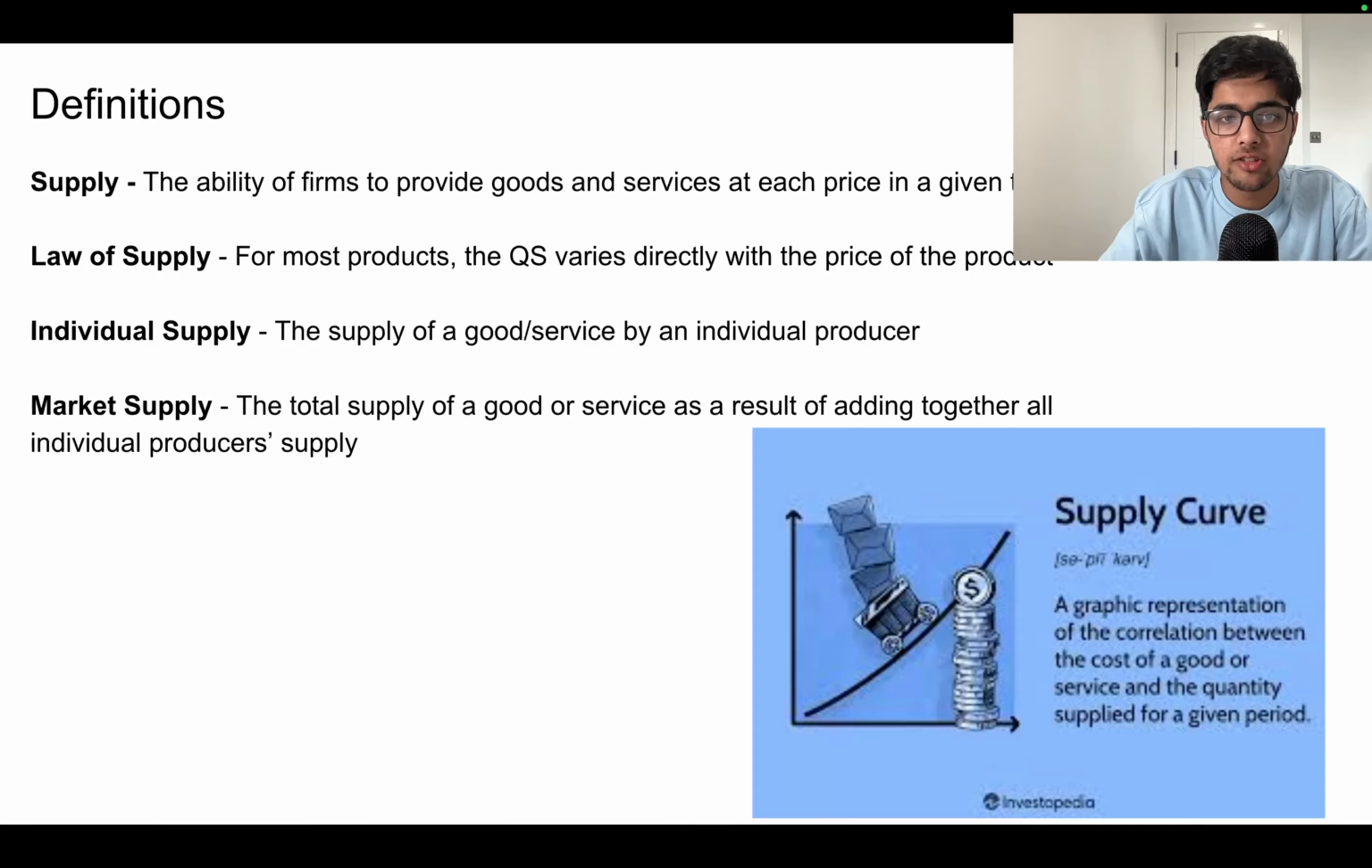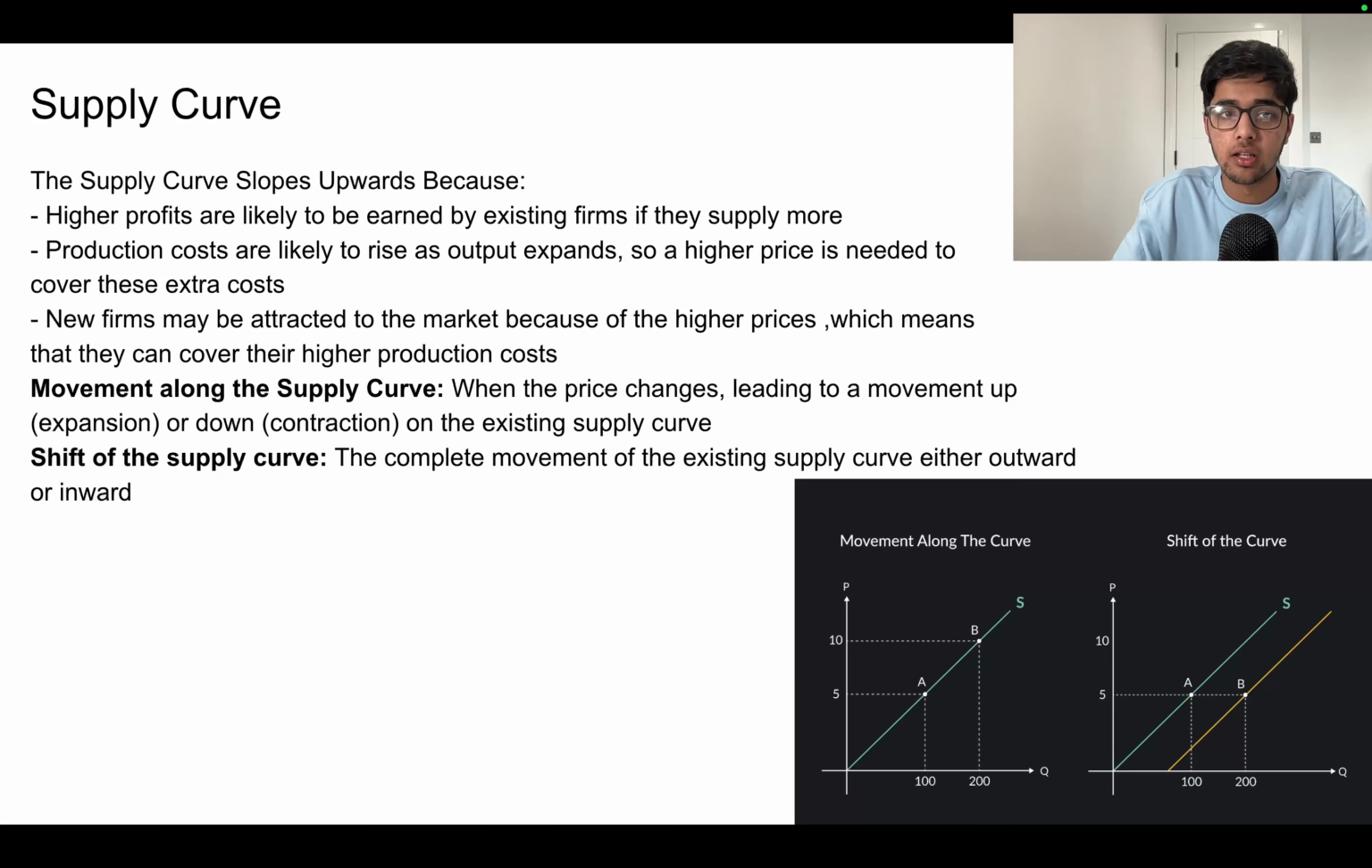Individual supply is the supply of a good or service by an individual producer. And market supply is the total supply of a good or service as a result of adding together all individual producers' supply. The supply curve. The supply curve slopes upwards, in contrast to the demand curve which slopes downwards.